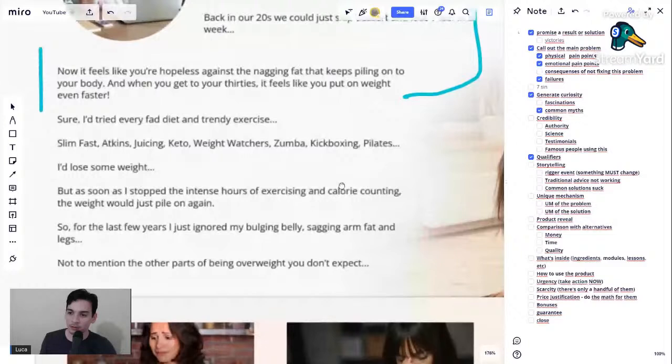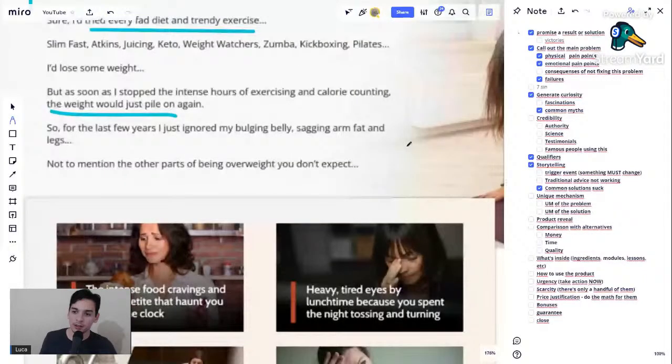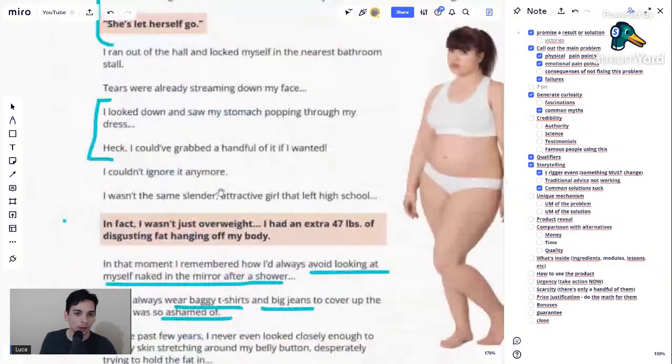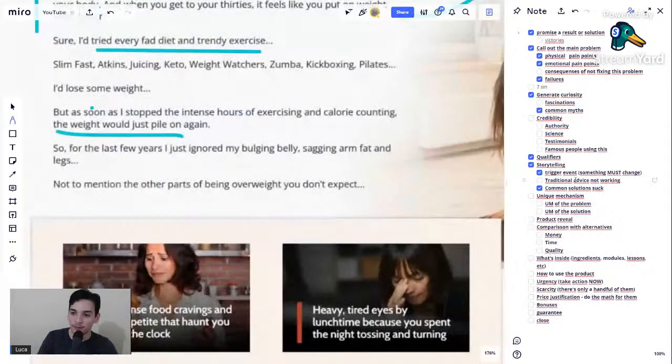Oh, so yeah, something I missed here is the storytelling part. It's using storytelling. Not every sales letter has to use storytelling, but it's good when they do. It also has the trigger event, which is the one we mentioned earlier, right? Where she encountered her friend from high school and she didn't recognize her. That's the trigger event. And the traditional advice not working, it's this, right? She tried every diet and trendy exercise, and she tried intense hours of exercise and calorie counting, and the weight just piled on again. This is the common solutions suck and the traditional advice not working section.